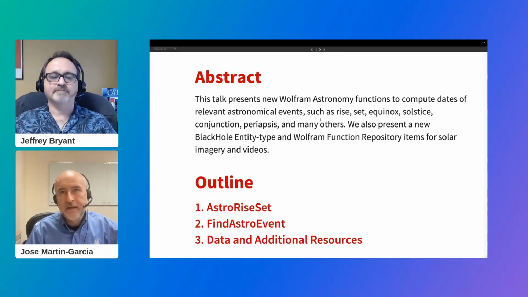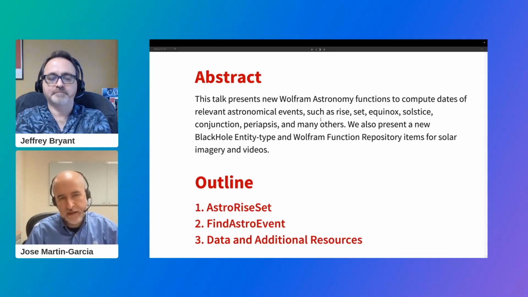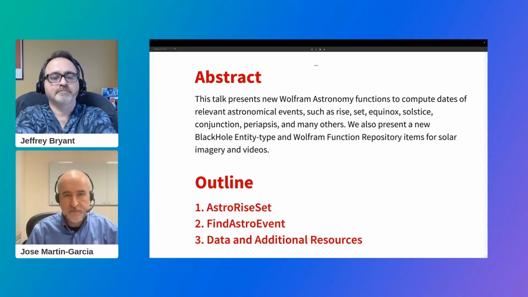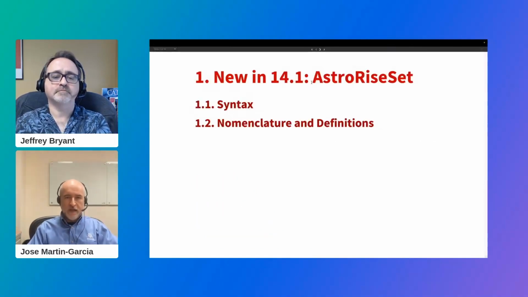Recall that the astronomy functionality was introduced 2 years ago, namely the main functions, AstroPosition and AstroGraphics. Last year, we introduced new functionality to work with eclipses in preparation for the solar eclipse earlier this year. And this year, we are talking about these two new functions that extend the capabilities to find other types of events. So in 14.1, earlier this year, we introduced AstroRiseSet.